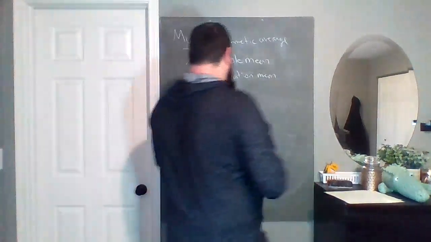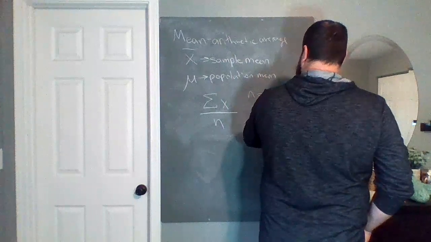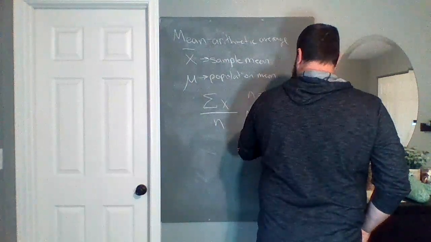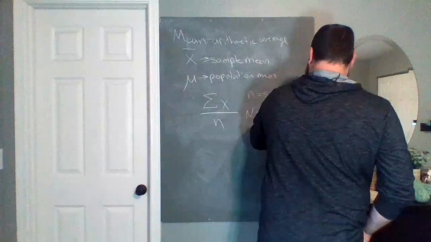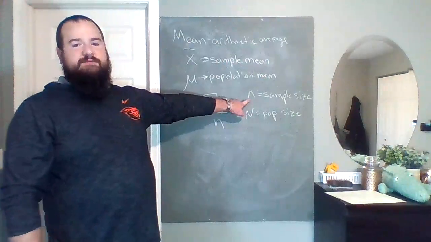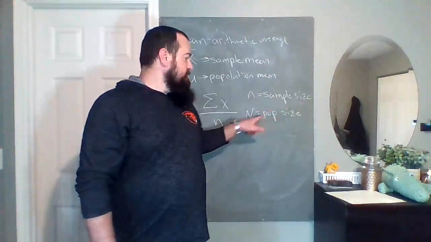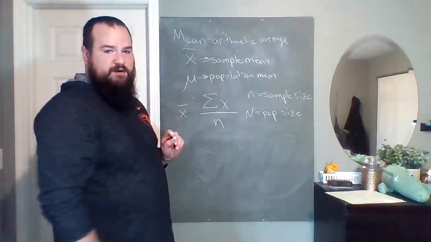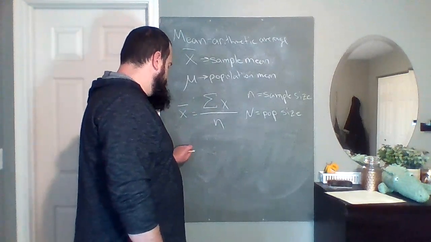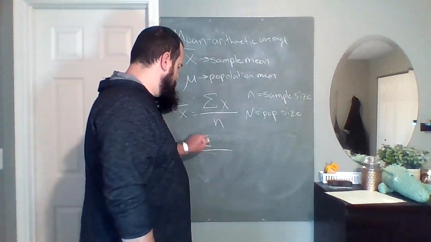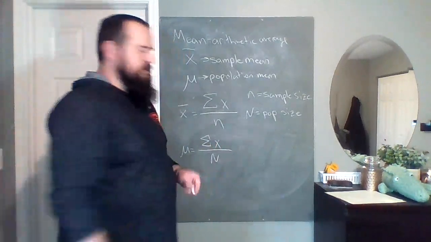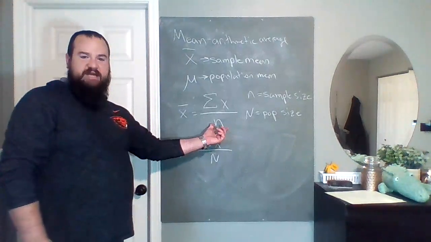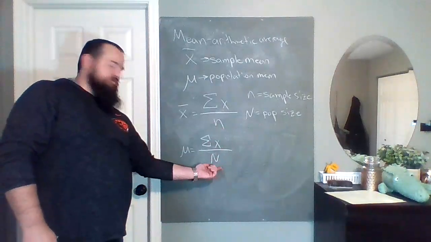So if we use a lowercase n, that's typically representing a sample size, whereas a capital N would represent a population size. Based on that, this right here would be our formula for x bar, and then that would make this our formula for mu. They're the exact same thing. It's just the total number of data values used, whether that was the total size of the sample or the size of the population.